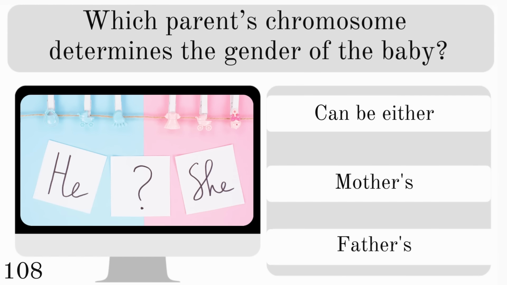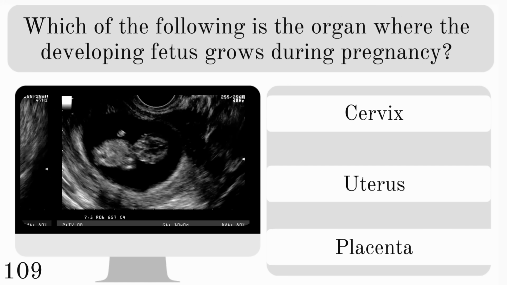Which parent's chromosome determines the gender of the baby? It can be either the mother's or the father's. And it is the father's. Which of the following is the organ where the developing fetus grows during pregnancy? The cervix, uterus, or placenta? And the answer, the uterus.